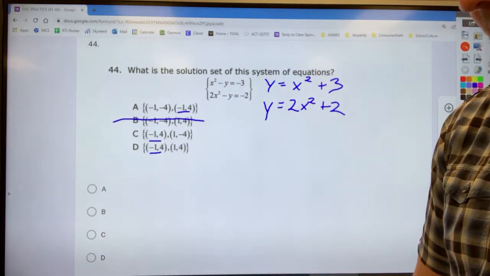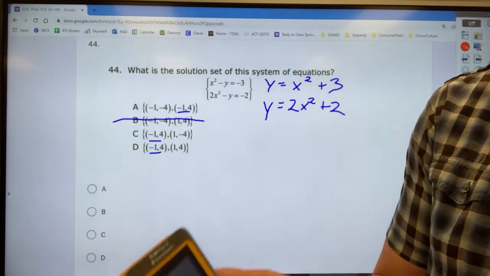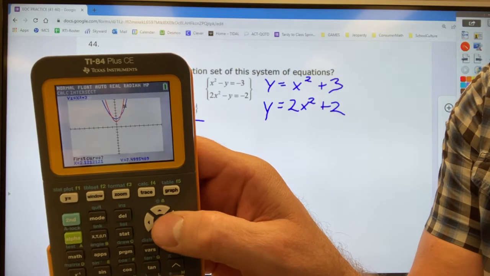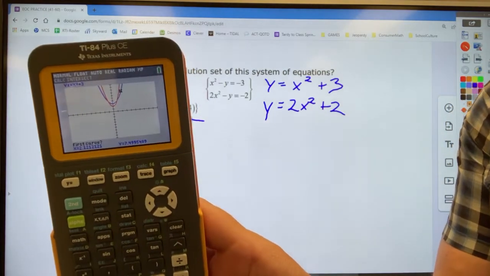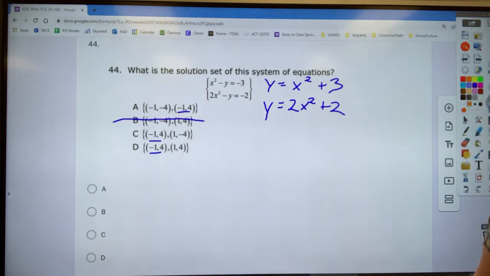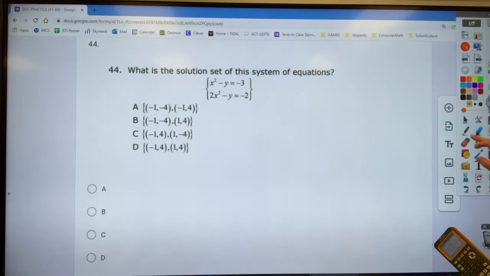That was the left-hand intersection. Let's find the right-hand intersection. Again, I'm going to just scroll over to the right to where I'm a little past that intersection, just so that it knows which one I'm asking for. And it is 1 comma 4. So we're going to go with D on that one.